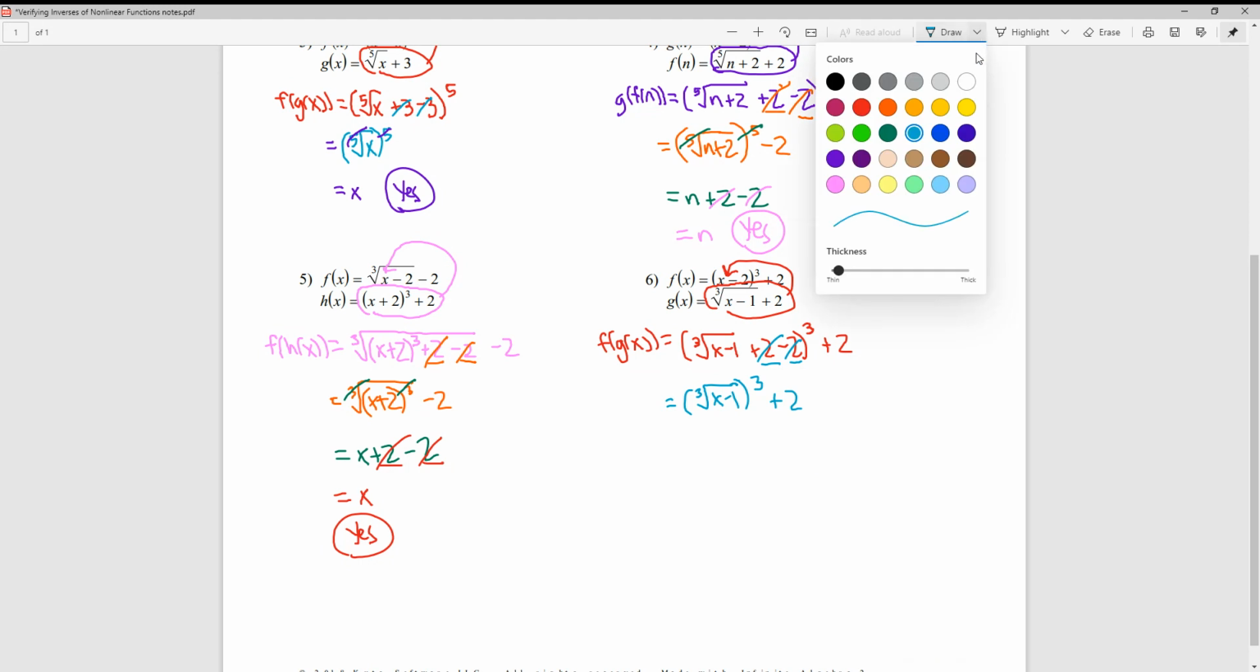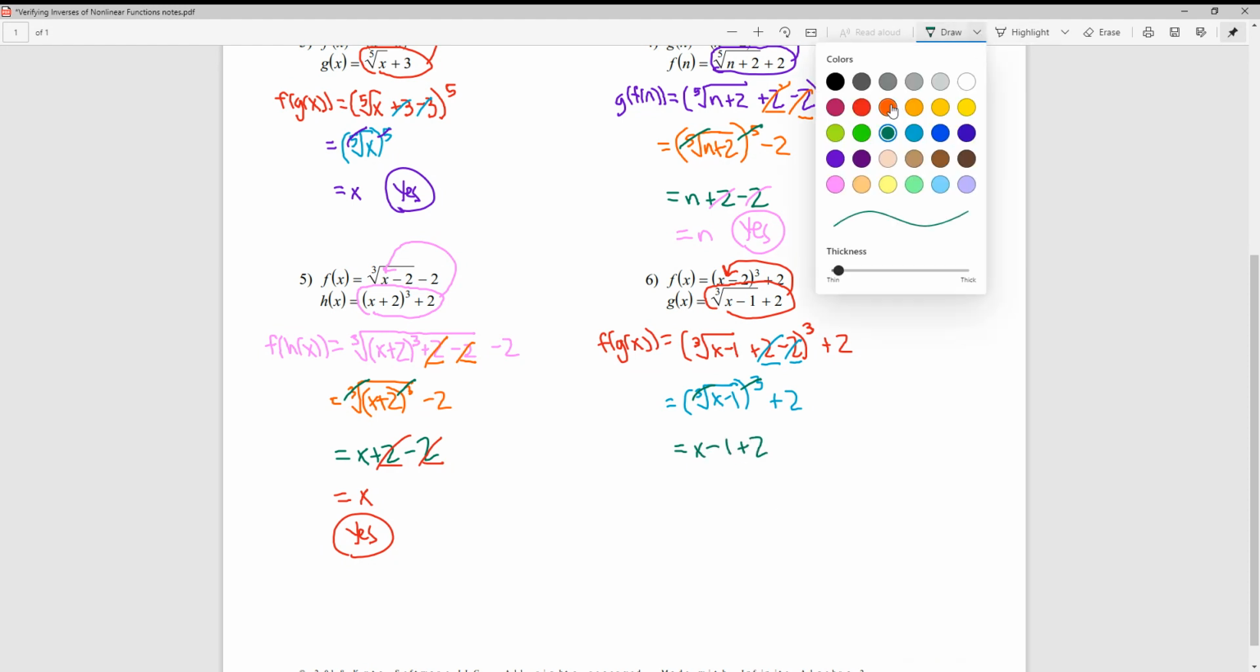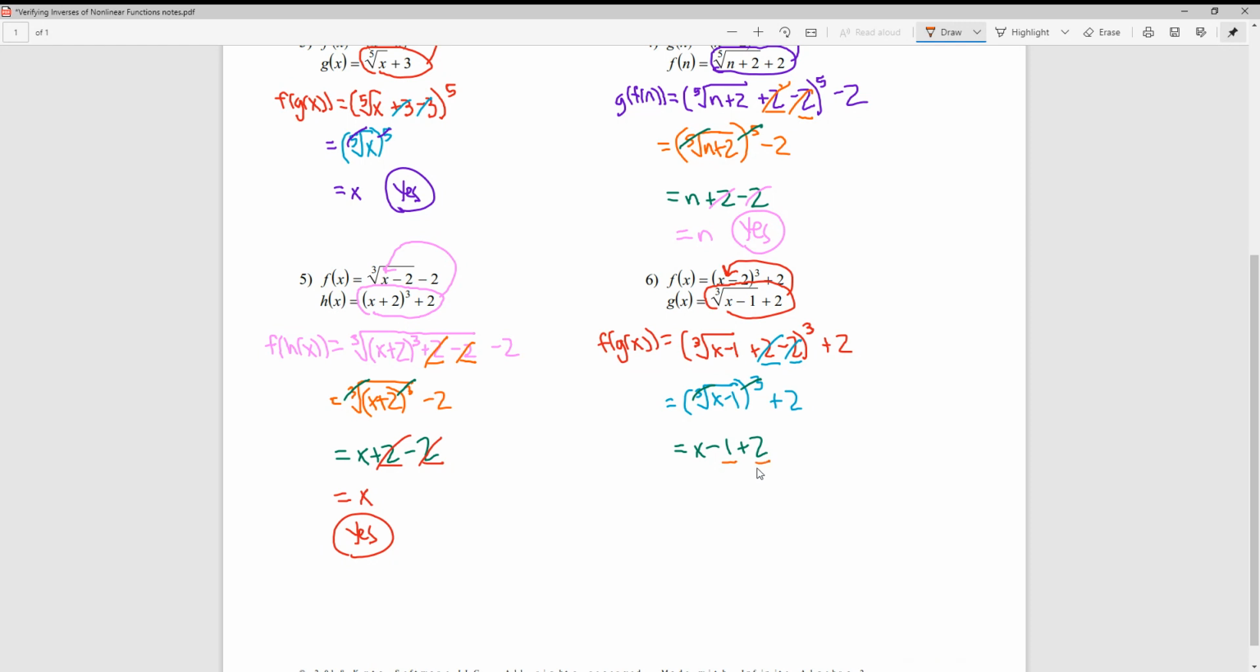Moving right along here. I can cancel the root and the power. I get x minus 1 plus 2. And then I can combine the 1 and the 2. I don't end up with just x, I end up with x plus 1. Since I don't get just x, I have something else left. That means no, those two functions are not inverses of each other.